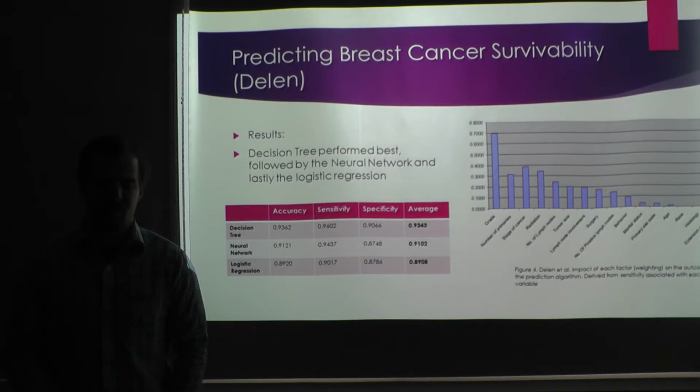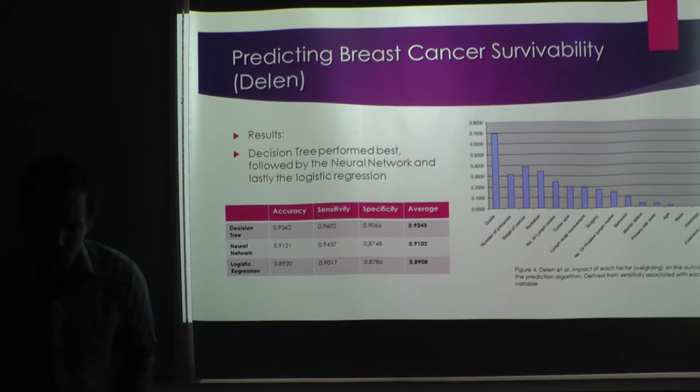So here's some of the results on the table. You can see the measures for each type of modeling. The decision tree performed the best, followed by the neural network, and then lastly the logistic regression. And on the right, we can see the impact factor of actually each variable analyzed in the study. So this is just showing how much of an impact each variable had on the prediction results.